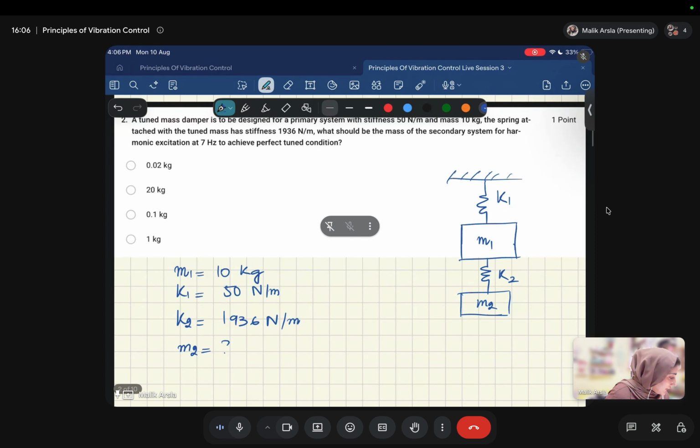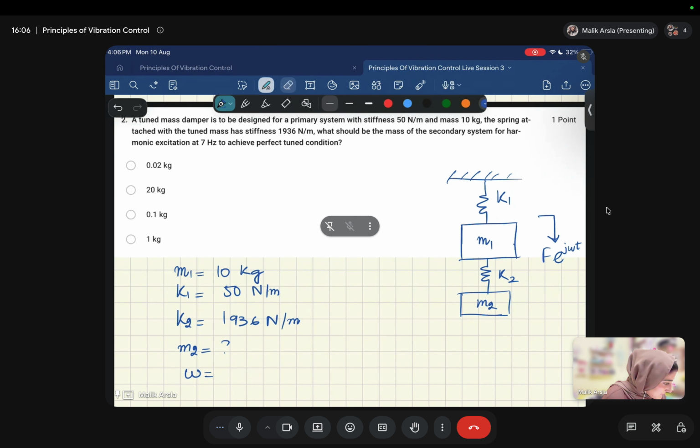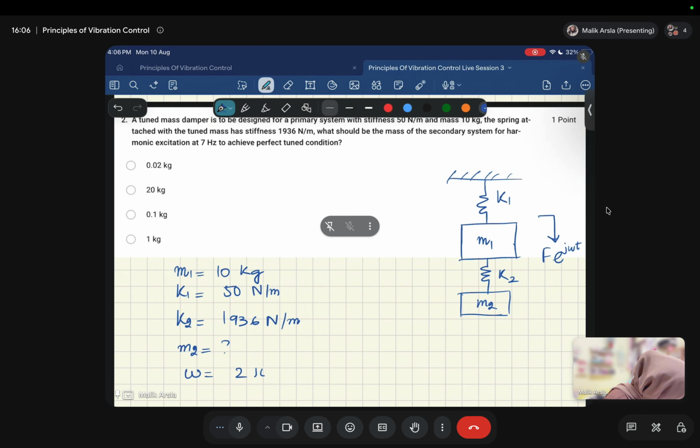So basically the external excitation force is given to us, and for that, let's say it's something like F equal to F0 e^(j omega t), and the excitation frequency is given as 7 hertz. So basically it is in hertz, so we need to convert it to radian per second. So we can simply write it as 2 pi into f, which is 7 hertz. So it can be written as 14 pi.